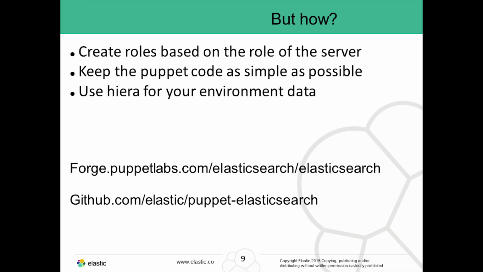But how can you do that? Within Puppet, it's very easy to create roles based on the server type. For example, based on the host name, you know it's a data node or a master node. And it's also important to keep the Puppet code as simple as possible. Have decent abstractions. And for those that know Puppet, you can use Hiera to manage your data instead of using that in the Puppet code. I'm also the author of our official ElasticSearch Puppet module that can be found on Forge or on GitHub.